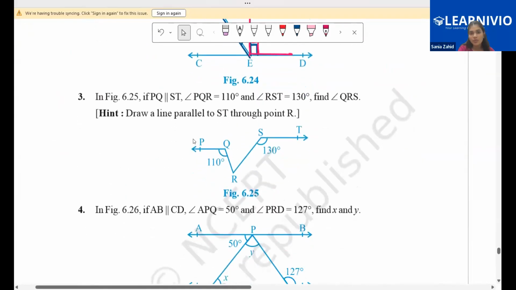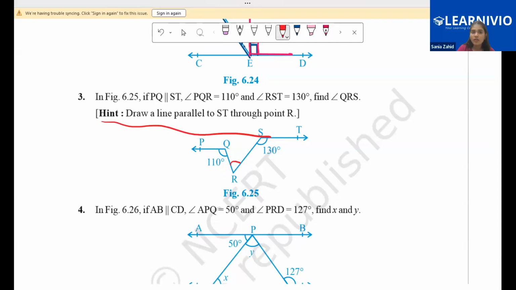Now children, we will come to the third question. The third question says PQ line is parallel to this line. This is 130, this is 110 degrees. Find QRS. You have to find this particular angle. They are also giving you a hint: draw a line parallel to ST through point R. So you can draw a construction like this, right? Try doing this question, children.